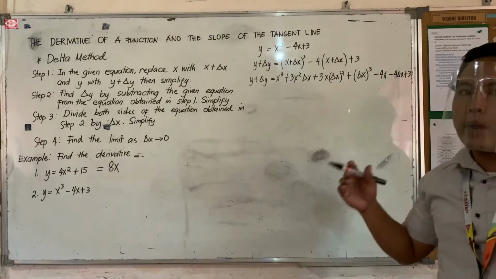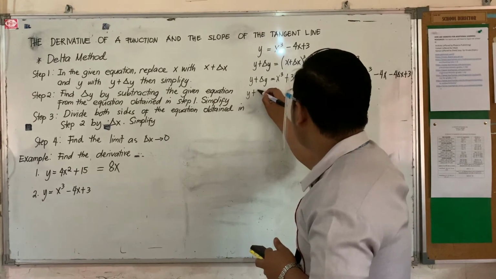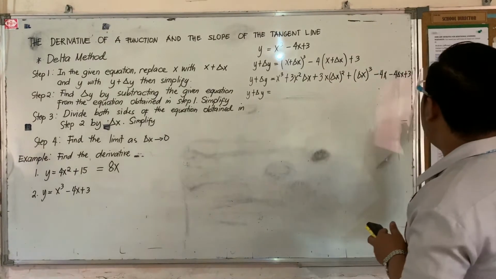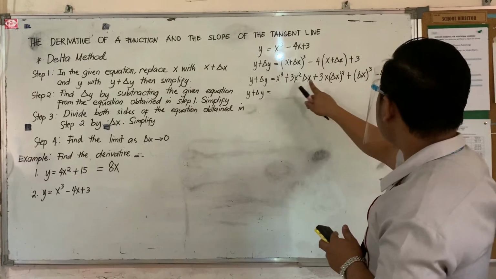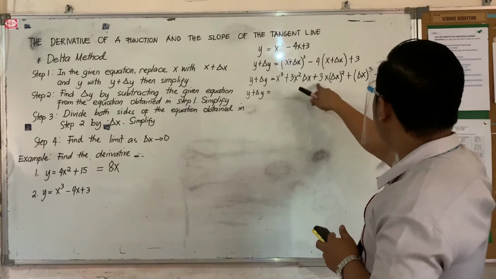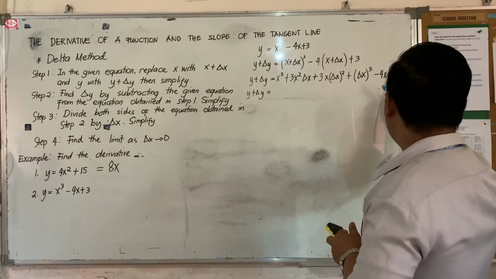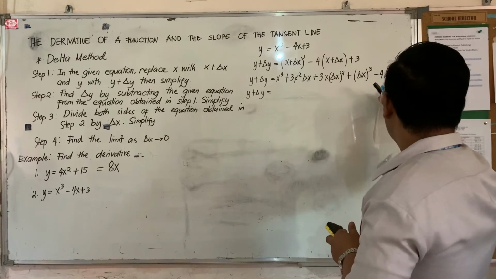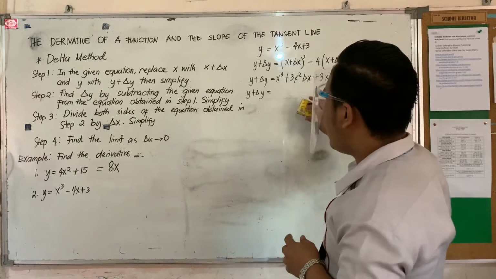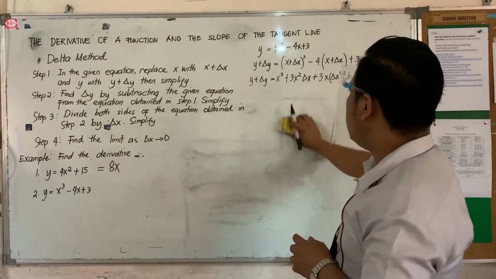And then, simplify natin. We will now combine similar terms kung meron. So, we have y plus delta y equals. O, ano yung mga similar natin dito? Okay, so we have 3x squared, 3x. Okay, so since wala tayong similar, proceed tayo sa step number 2, which is to subtract the original equation.